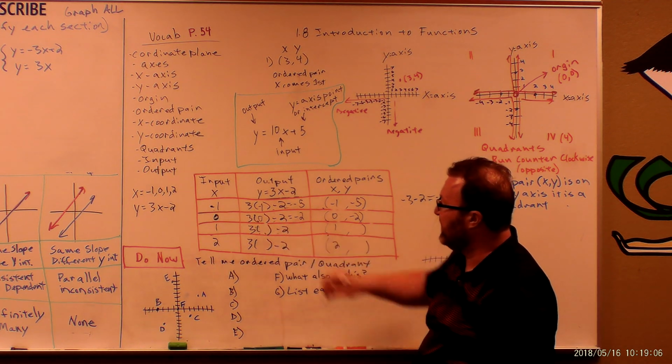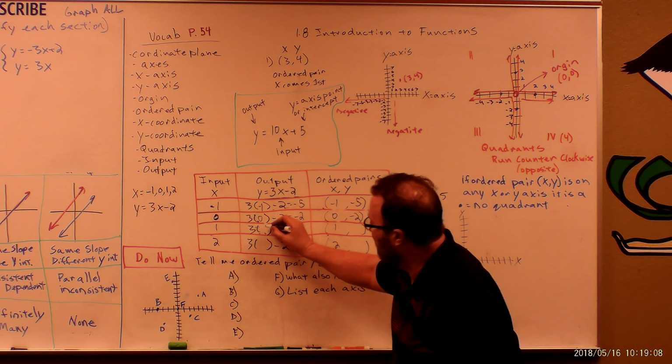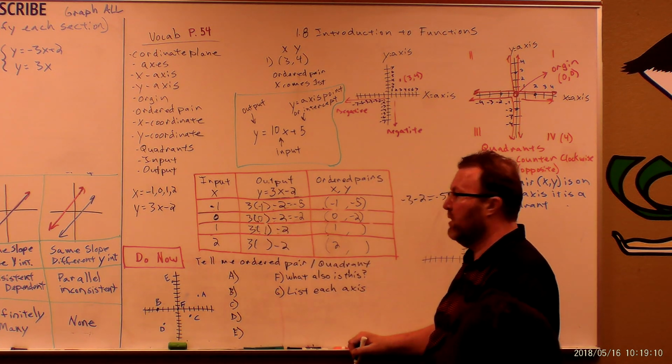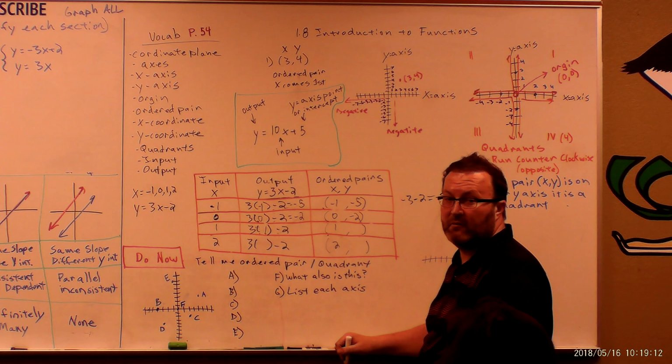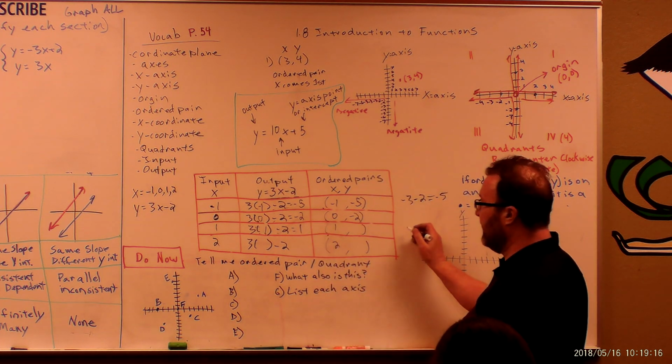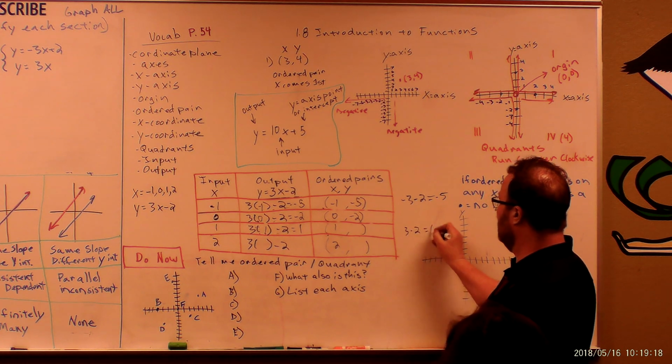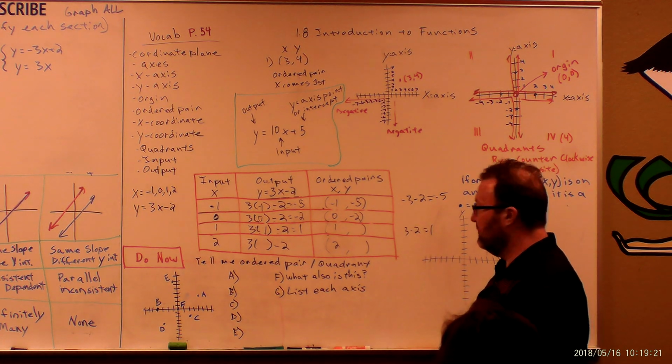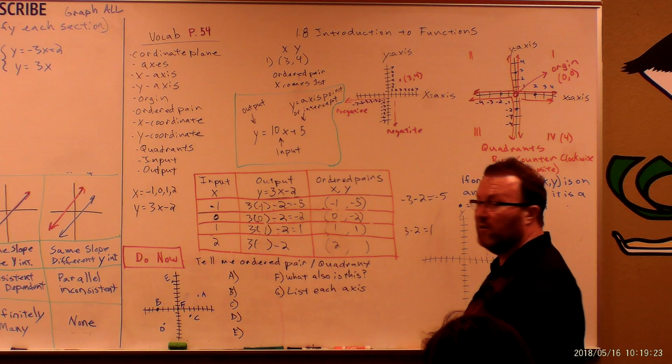So what goes in this parenthesis right here? 1. What is 3 times 1? Minus 2? 1. Now, how does that look? What's 3 minus 2? 1. Don't confuse it. So 1 goes right there in your y.